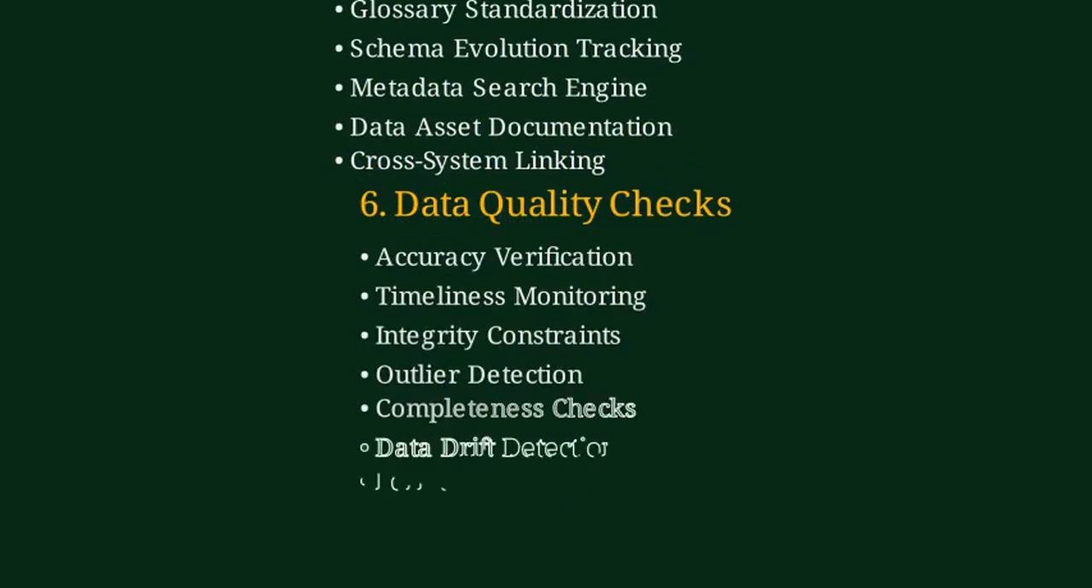Pillar 6 is Data Quality Checks. This is the filter that keeps bad data out. Good AI depends on clean, accurate, and consistent information.